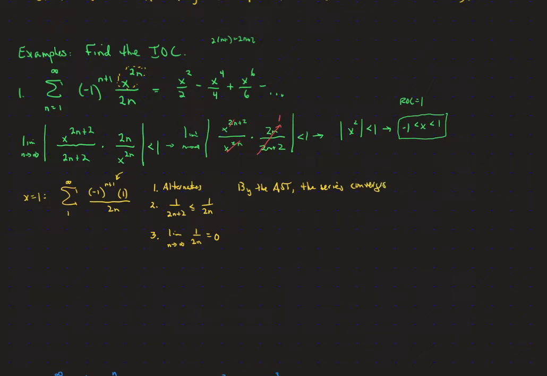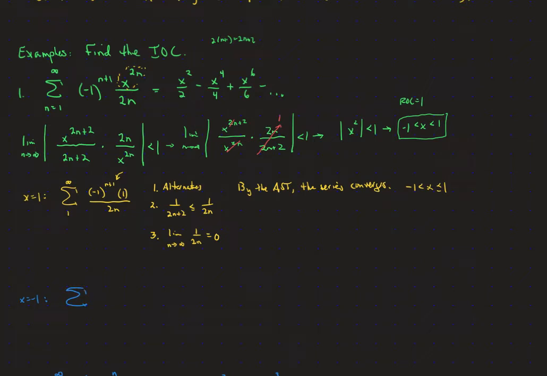So we have now moved to including that right endpoint at x equals 1. So now our interval looks like we're including the 1. Now we still have to test the left endpoint. So now we're going to let x be negative 1.